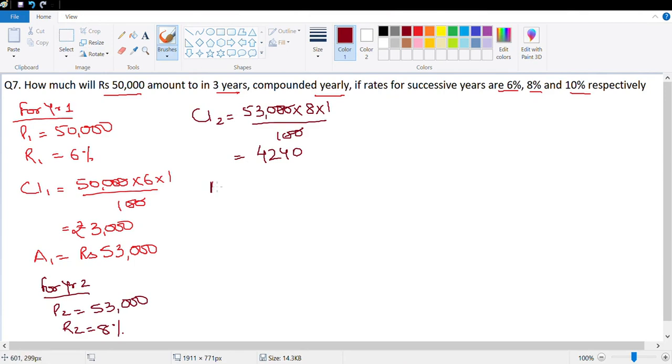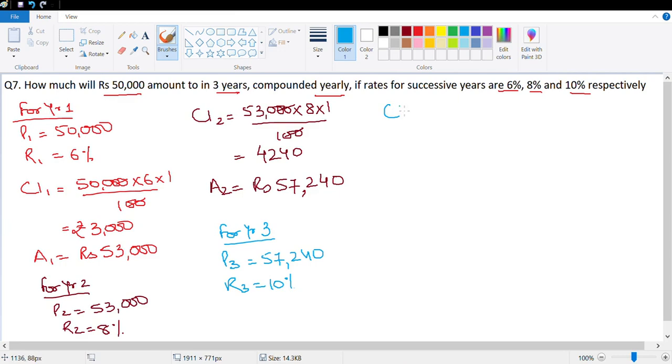So amount at the end of second year would be equal to rupees 53 plus 4, that's 57,240. Next, for year 3. So for year 3, we have principal will be equal to 57,240 and rate is 10%.